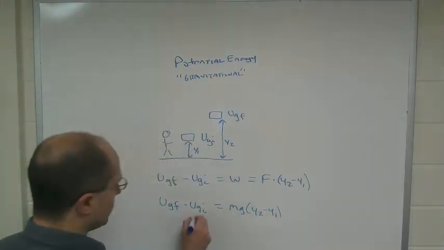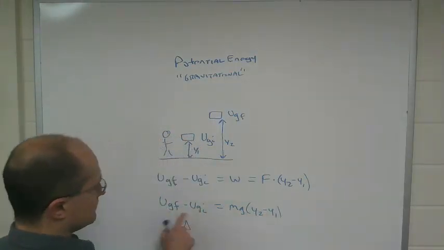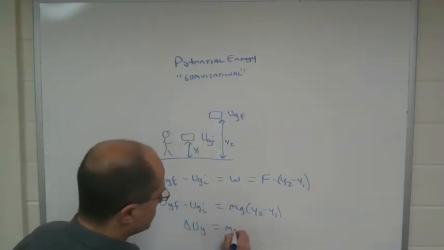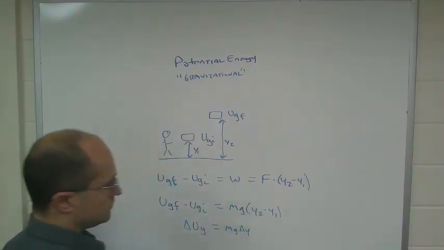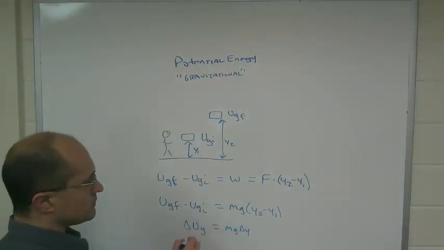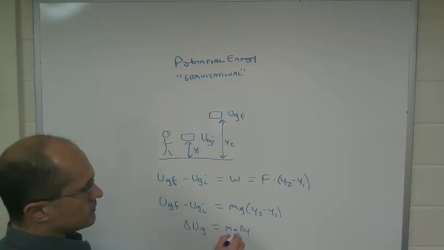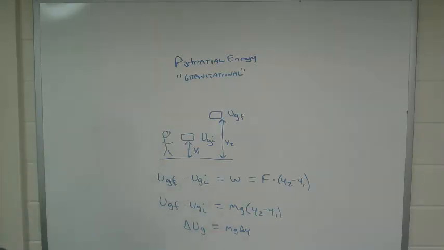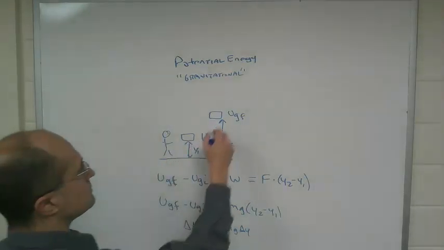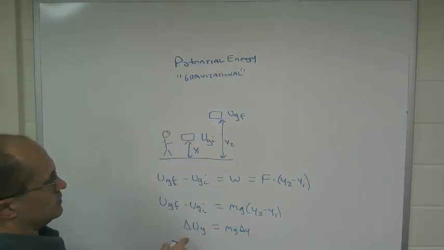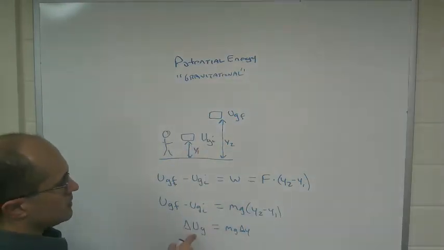So normally what we would say is that because this is a difference, this is delta UG, which would be mg delta y. So what we see is that the change in the gravitational energy is a result of changing your system's height above the Earth. So if you raise the book to a new height, it has more gravitational energy. If you bring it back down, you reduce the gravitational energy.